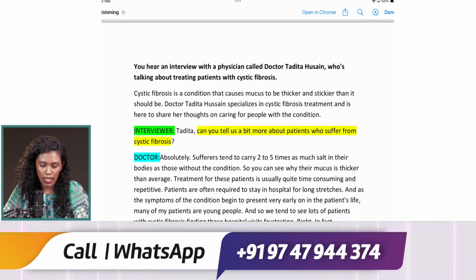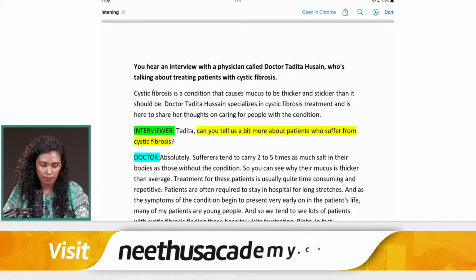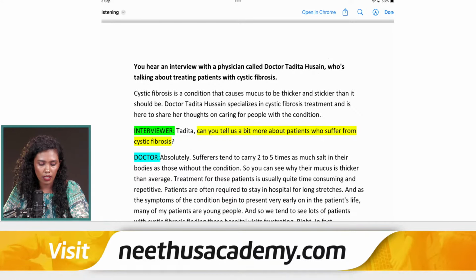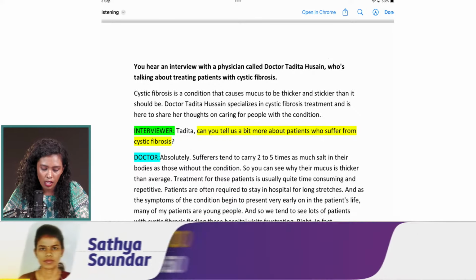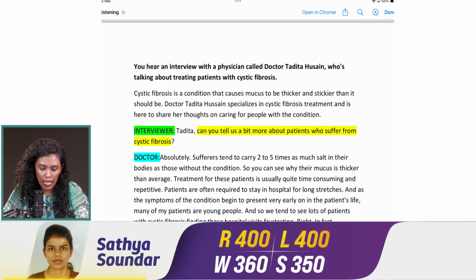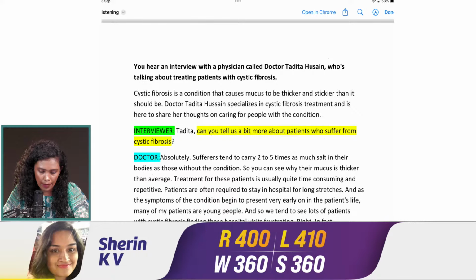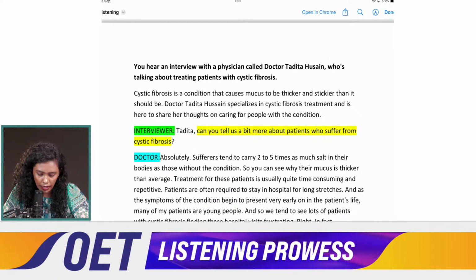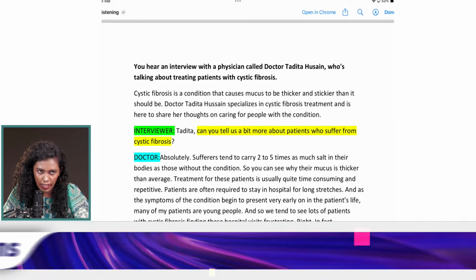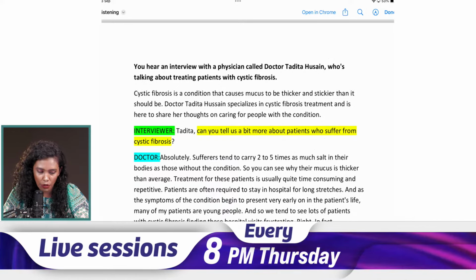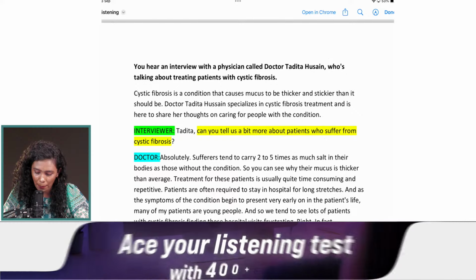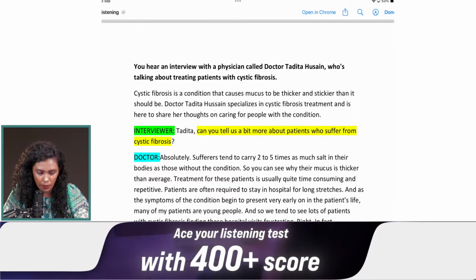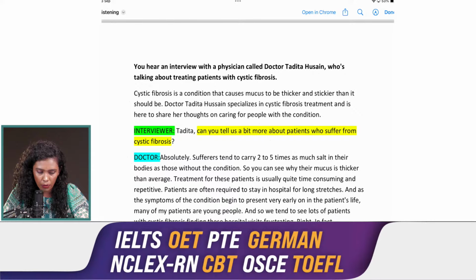So 31st question, the answer was B. Did you get the answer as B? I hope everybody got the answer as B. Do comment the same. So 31 was B, and 32 it was C. Then 33 was A, and 34 was C, 35 was C, and 36 was B.